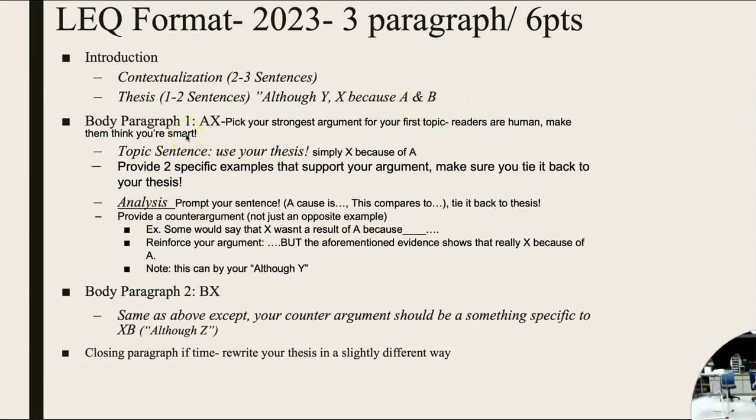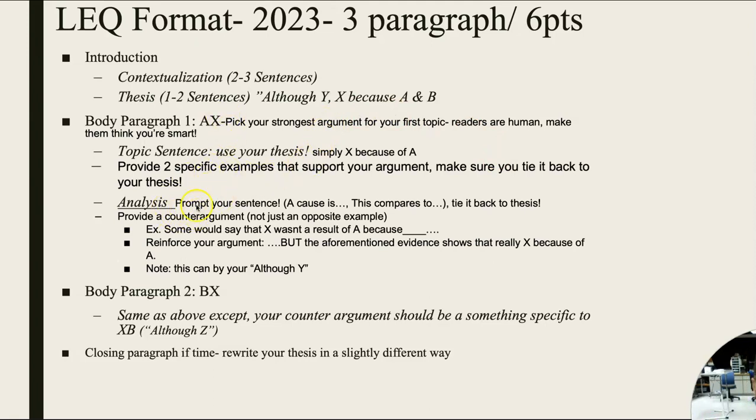Then you're going to start your first body paragraph. And so these steps are a little bit tricky, so follow along with me here. You're going to do your X because of A, right? And you're going to pick your strongest. Readers are human. Make them think you're smart, right? That's your topic sentence, though. Simply X because of A. Then you're going to provide 2 specific examples that support your argument, making sure you tie it back to your thesis. Right? And this is really important, right? So being able to say like, hey, this is my argument, right? Here's an example of it, and here's how that example supports my argument. You do that twice, all right? Hear me out. So that is going to be your first body paragraph.